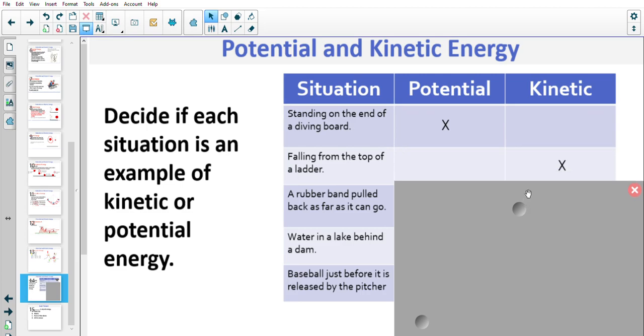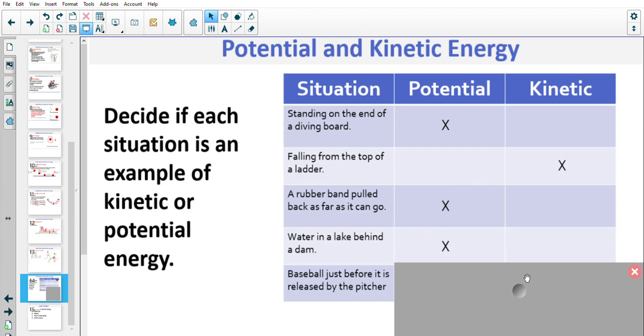Moving, kinetic. A rubber band pulled back as far as it can go. Is it moving? No, it's been pulled back, but it has not been released, so it is potential energy. Water in a lake behind a dam. Just sitting there behind the dam, not moving, potential energy. Baseball just before it is released by the pitcher. It has not been released, therefore it has potential energy. Once it's released, it will become kinetic energy.